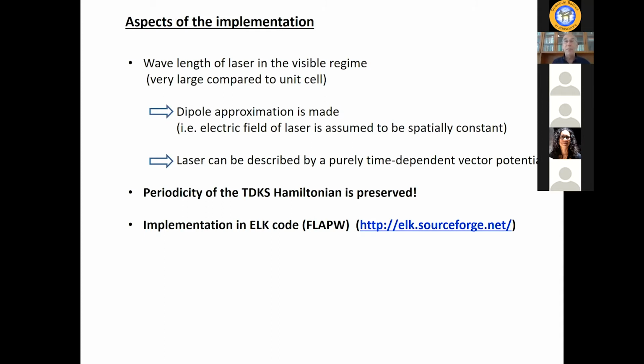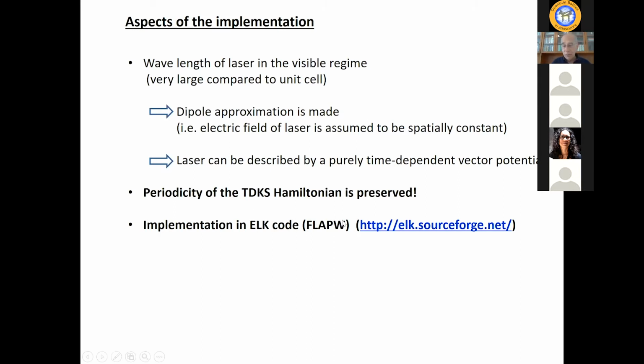So it should be a good approximation to do the dipole approximation, which means that the electric field of the laser is assumed to be spatially constant, which means that the vector potential that I showed you in the equation is purely time dependent. This is numerically extremely important, because if it's purely time dependent, the spatial periodicity of the Kohn-Sham Hamiltonian for a periodic solid is preserved, which means that we can implement these equations more or less straightforwardly in a band structure code.